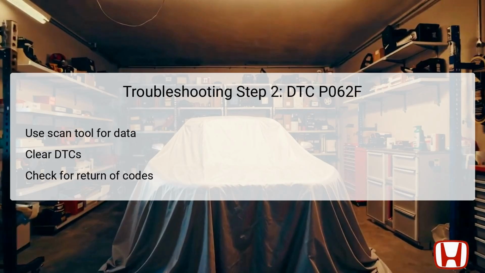After completing the visual inspection, the next step is to utilize a scan tool to access the vehicle's diagnostics. Using the scan tool, retrieve the current DTCs stored in the vehicle's memory to verify that P062F is still present. Once confirmed, following the guidelines of the diagnostic procedure, clear the DTCs to reset the system.